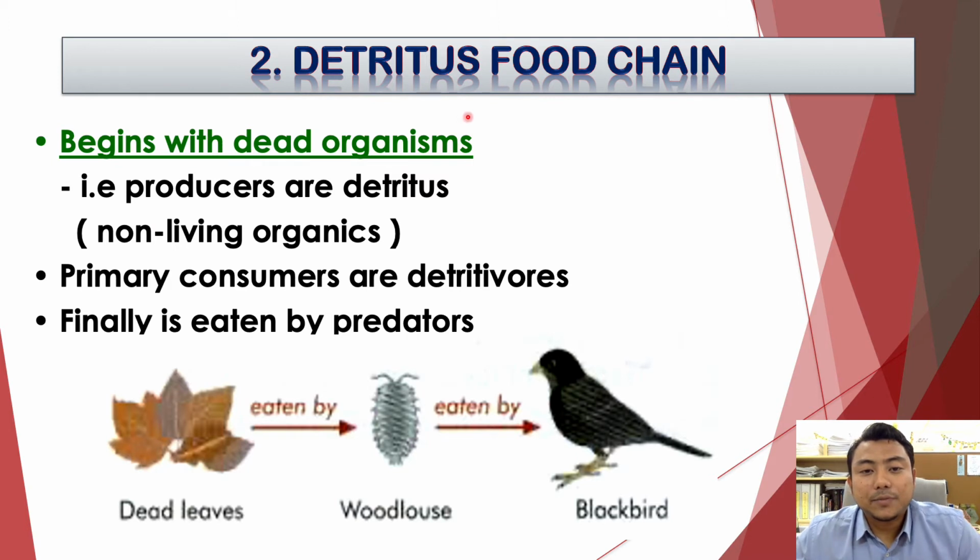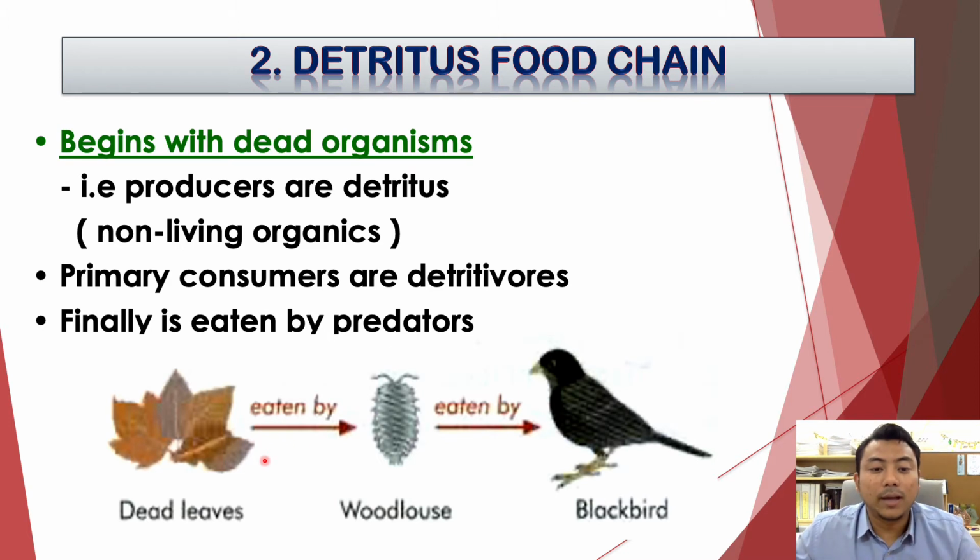Detritus food chain may not sound so familiar to you guys, but here is what it is. It begins with dead organisms. Biasanya kalau grazing food chain tu dia start dengan plant, dengan tumbuhan hidup lah. Kalau detritus food chain ni dia start dengan haiwan yang dah mati, ataupun benda yang dah mati, ataupun pokok-pokok yang dah mati. Dead organisms, i.e. producers are detritus, the non-living organics. Primary consumers are detritivores, and finally eaten by predators.